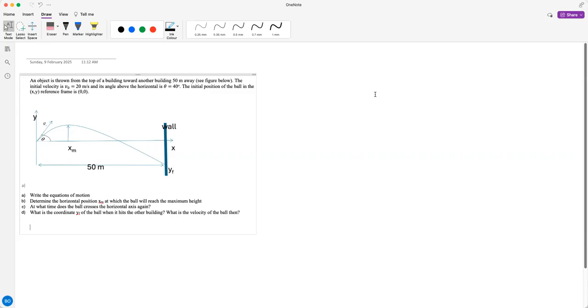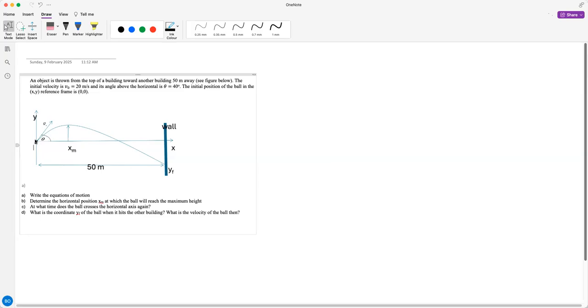This is an example of projectile motion. In this problem, we have an object that is thrown from the top of a building toward another building 50 meters away. The initial velocity is 20 meters per second at an angle above the horizontal. The initial angle is 40 degrees. The initial position of the ball in the XY reference frame is 0, 0, 0. This means that this position will be taken as the center of the reference system.